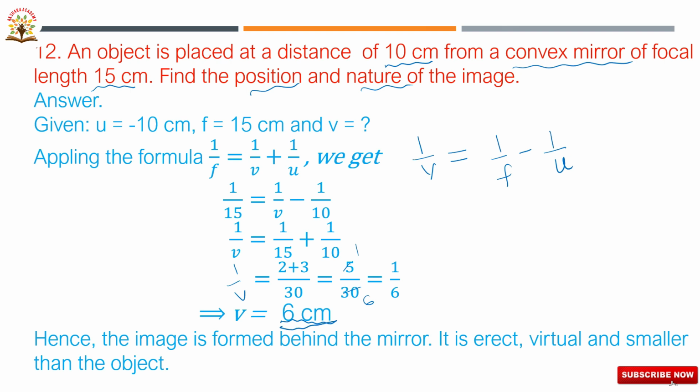So hence the image is formed behind the mirror. It is erect, virtual and smaller than the object. Object is at a distance of 10 centimeters and image is at a distance of 6 centimeters. So image is formed behind the mirror and image is virtual, erect and smaller than the object. Okay. Next we will go to the next question.